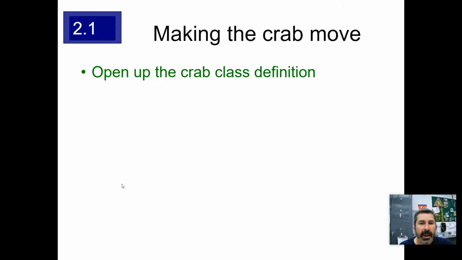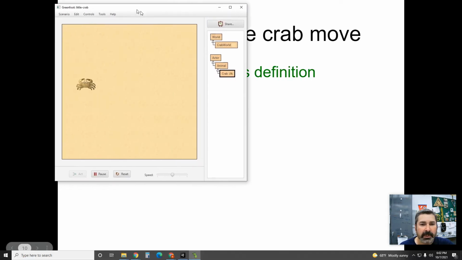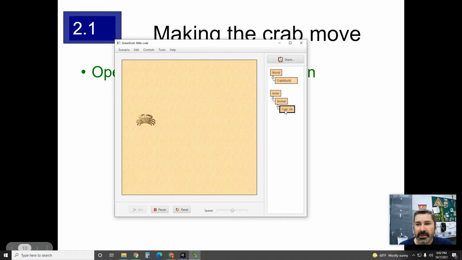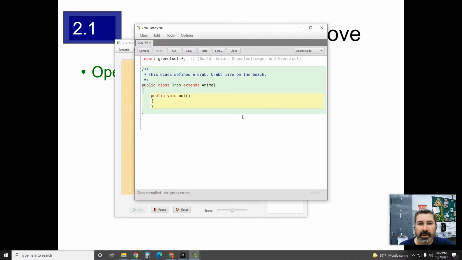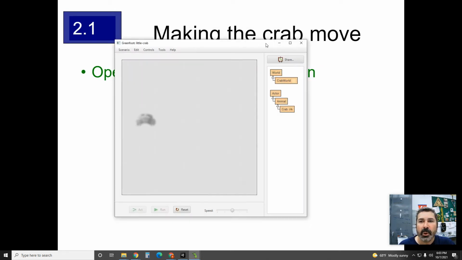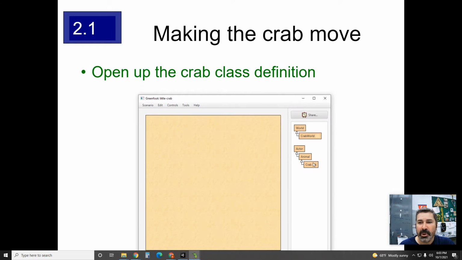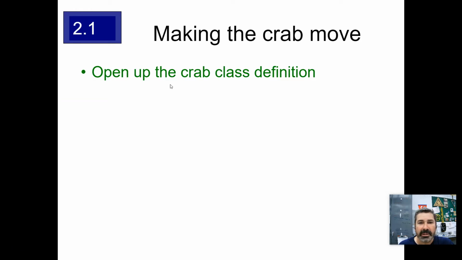All right, open up the crab class definition here. So this is the crab class. If I open it up, this is the crab class definition. Now, why does the crab do nothing? Because there's no code in here. We didn't ask it to. There's no commands in here. So we've learned two things. We learned that there's no real important instructions here in the crab, and that when you double click on that and look at the Java code, that's the crab class definition. All right, let's keep moving.